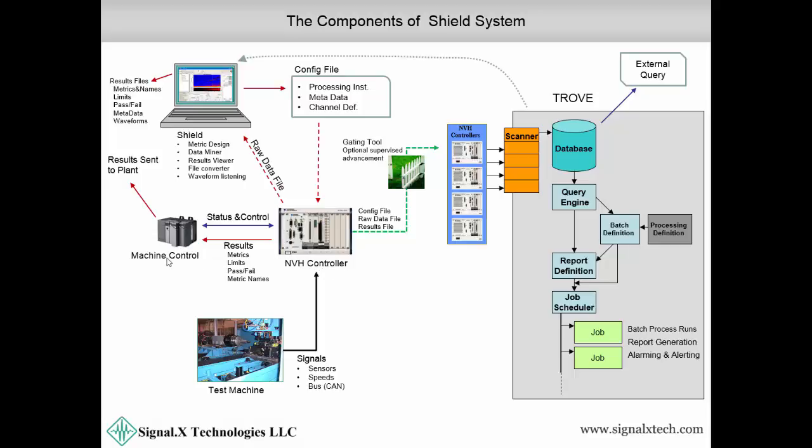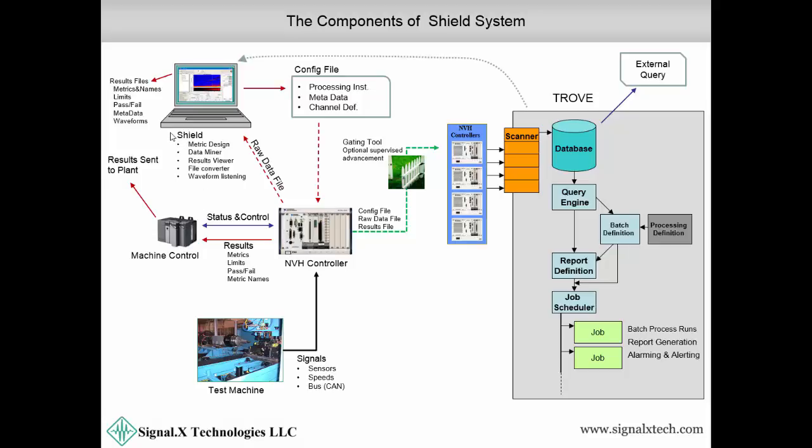It requires some kind of a machine control device, either a PC application or a PLC. Typically a PLC will be what a production machine will have. And that machine control device will tell the Nvh controller when to start taking data, when to stop taking data, and what processing definition or configuration file to run on the data to produce results. The configuration file is created by Shield.